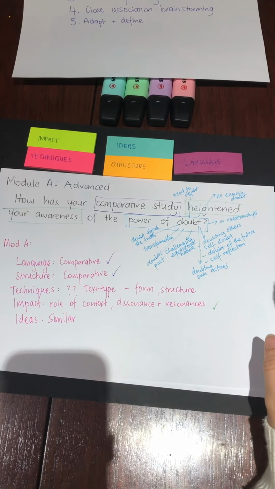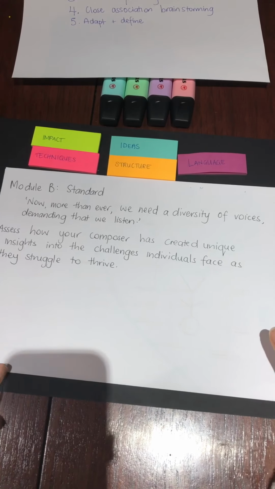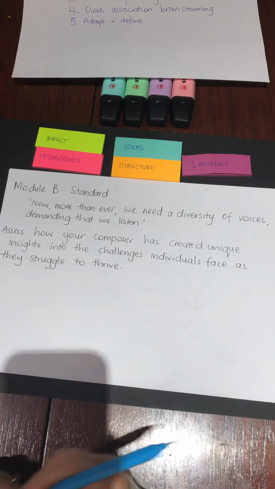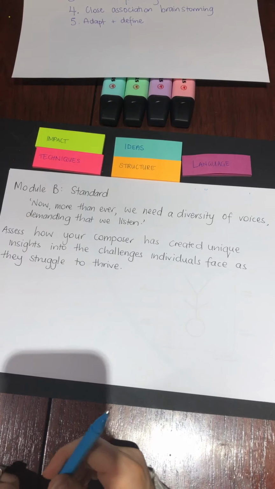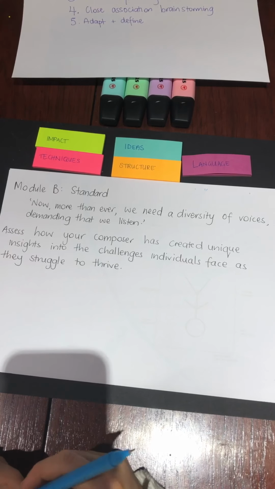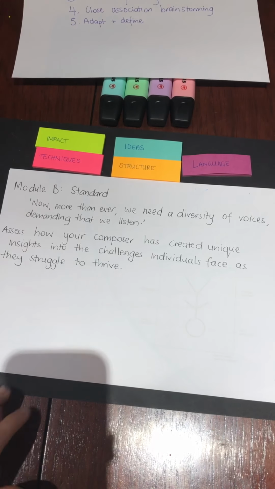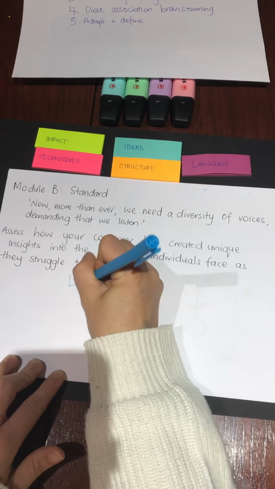So let's try with a standard text, Module B. For standard, so this is your closed study of text. Let's say it says, now more than ever, we need a diversity of voices demanding that we listen. Assess how your composer has created unique insights into the challenges individuals face as they struggle to thrive. Okay, so again, I have my rubric.